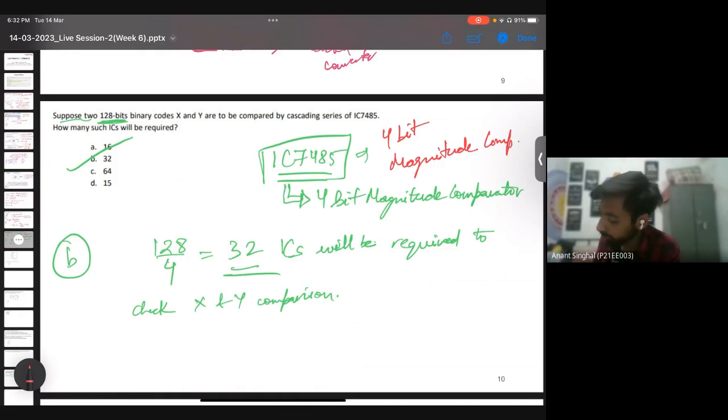And since it is a 4-bit magnitude comparator, it is asking to compare 128 bits. Since only one IC will cover 4 bits, we need to check how many ICs will cover these 128 bits. So we need to divide 128 by 4, which will give 32 as the answer.